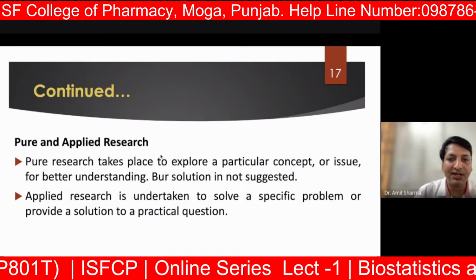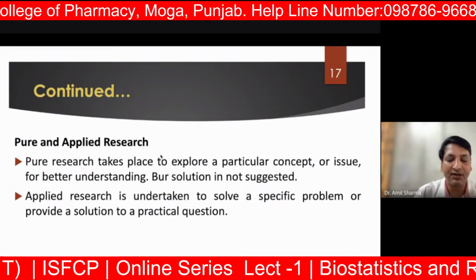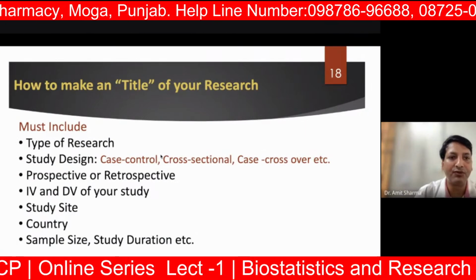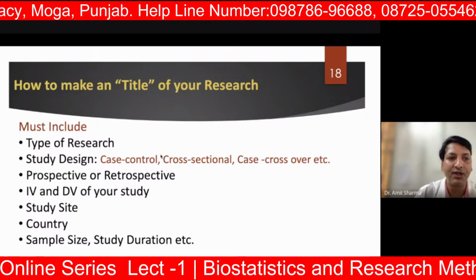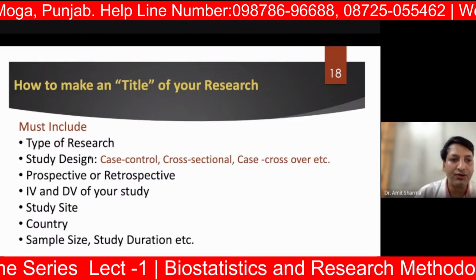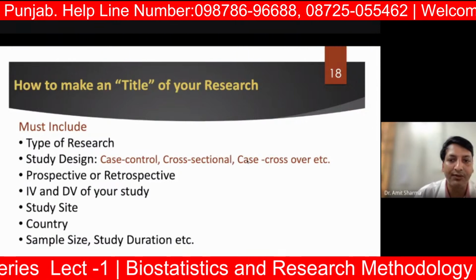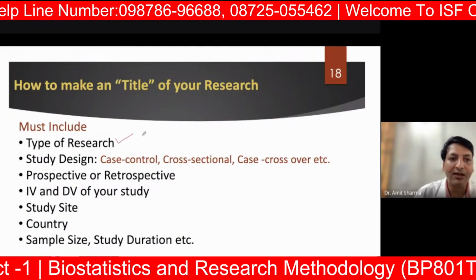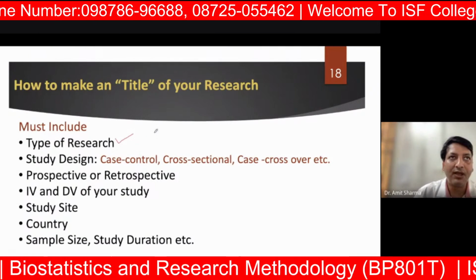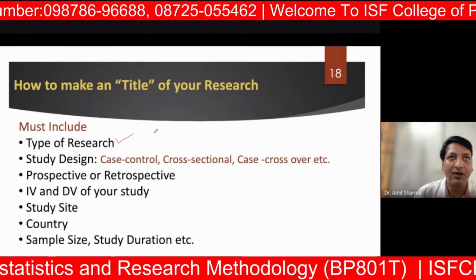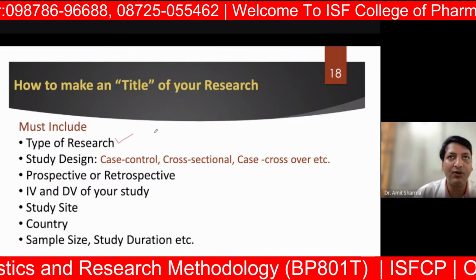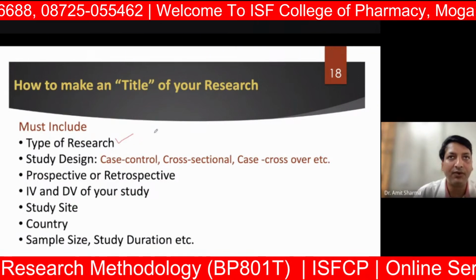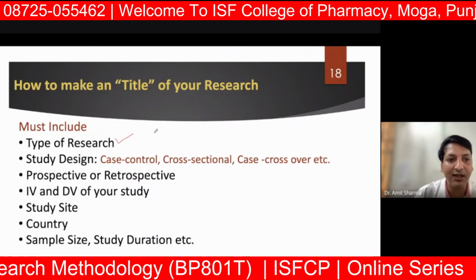So these are the different types of research, as I covered in the previous slides, and out of those you have to choose a particular word. While making a title for your research work, what should you include? You should include the type of research you are doing. So the first word you add in the title says whether you are doing descriptive, analytical, quantitative, qualitative, pure, applied, exploratory, or fundamental research. That word should be added in the title.